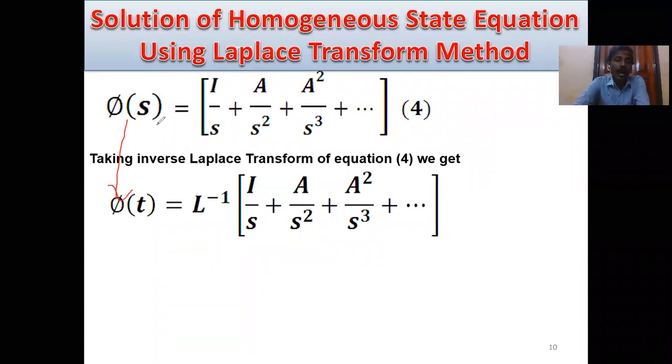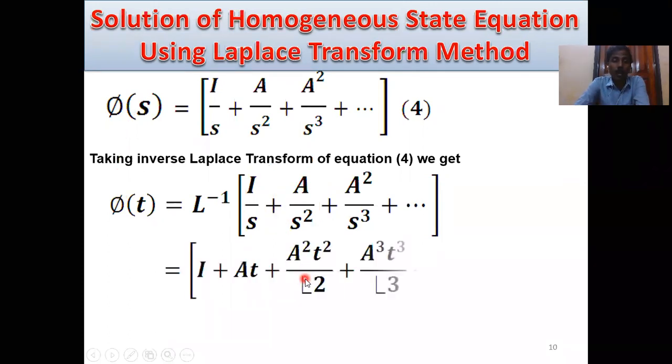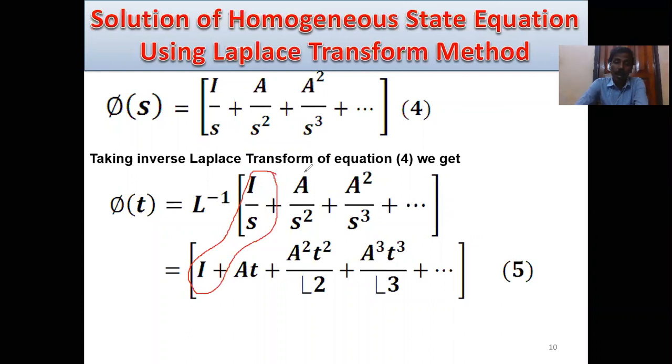Taking the inverse Laplace transform of equation 4, phi of s becomes phi of t. This term is the step function, this is the ramp function. So what is the inverse Laplace transform? Phi t equals I, this is the I or 1, plus A into t. This is the step function, and for this case it is A into t, because 1 by s square is the ramp function t, and the next is t square by factorial 2.